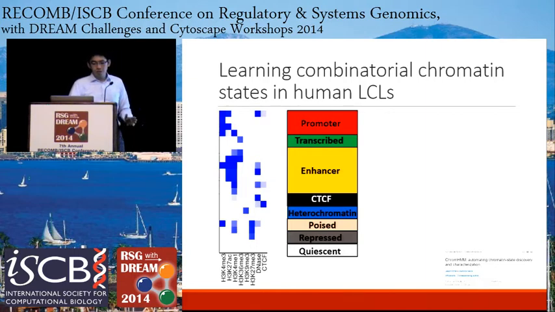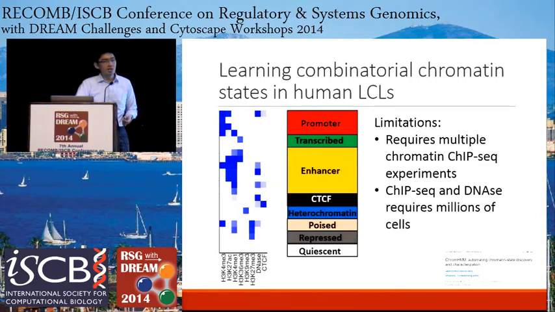While this approach has been very successful in annotating many genomes, one key limitation is that it requires, as you see, multiple histone ChIP-seq data sets. And each of these histone ChIP-seq data sets requires millions of cells, and it is a costly process. So how can we actually do this if we're looking at, for instance, a small cell sample like primary tissue, or rare cell populations?